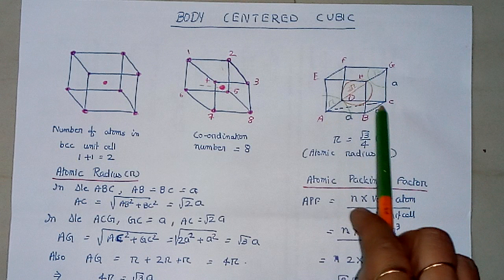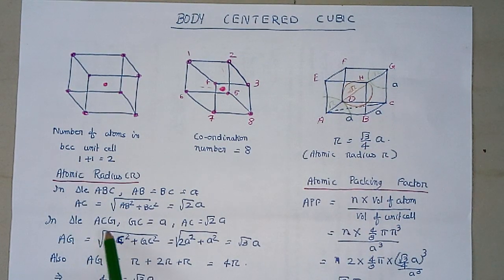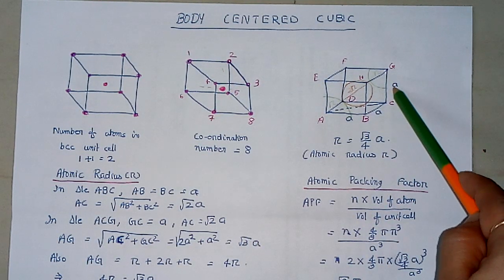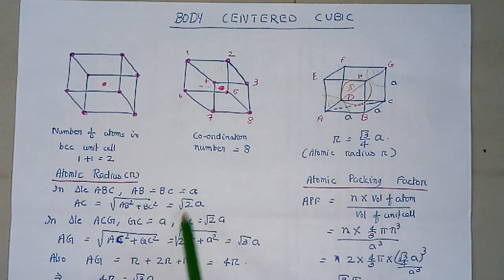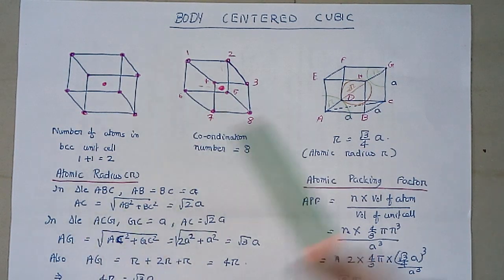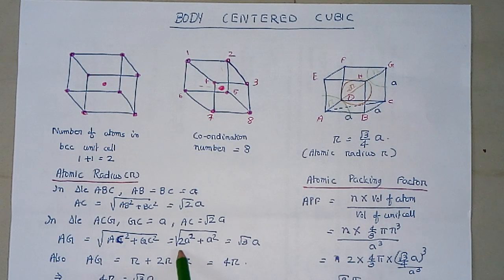So what is this right angle triangle? For this right angle triangle ACG, you can see this GC equals A and this AC equals A root 2, as you calculated here, and so we can show what is the value of this AG. AG will be equal to the square root of AC square plus GC square, that equals the square root of 2A square plus A square, that equals root 3 into A.